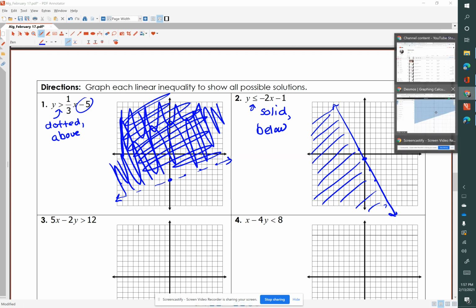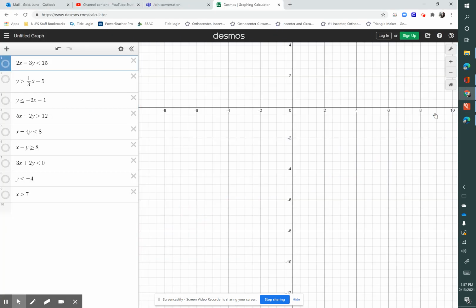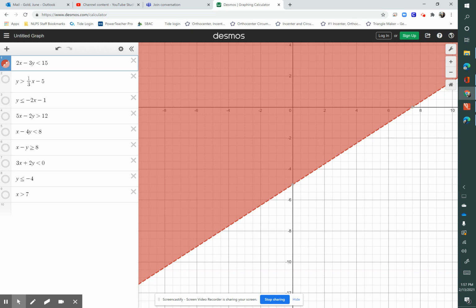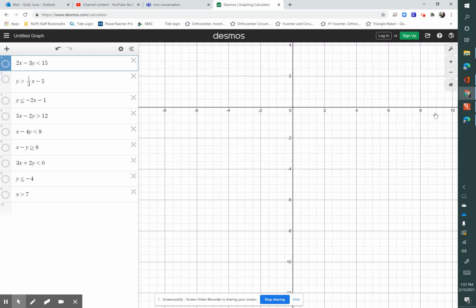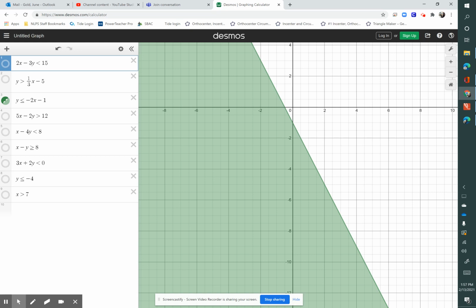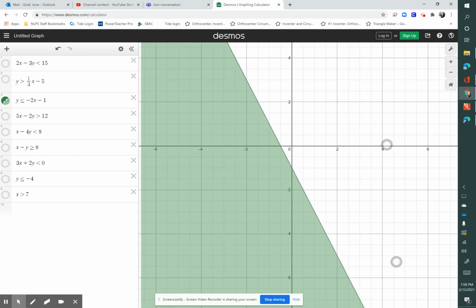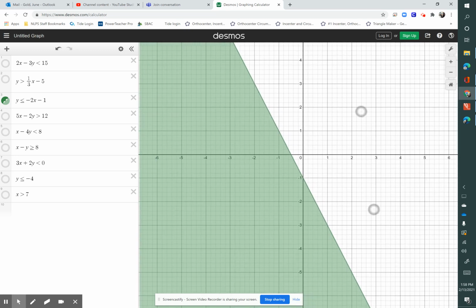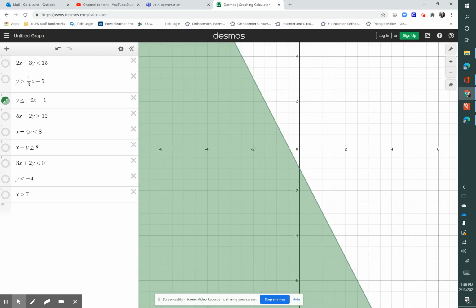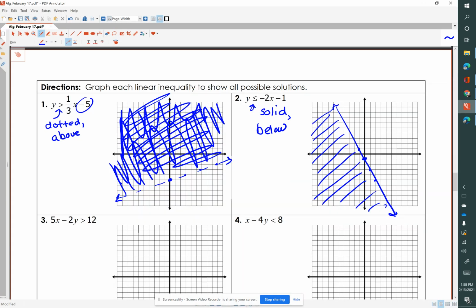Let's take a look at Desmos. That's the second one. Oops, wrong problem. There it is. There's our line right there. Again, the angle might look a little different if I expand the graph. Now you'll see that the angle is exactly the same. Okay, moving on to number 3.